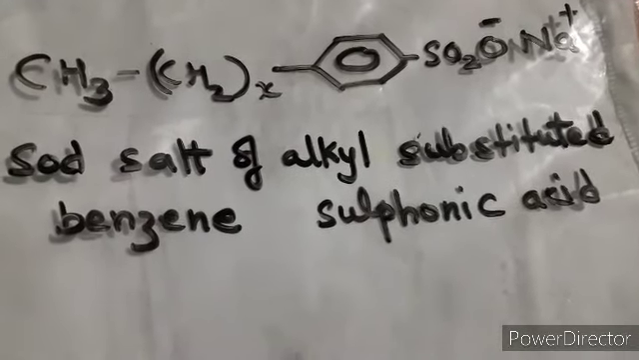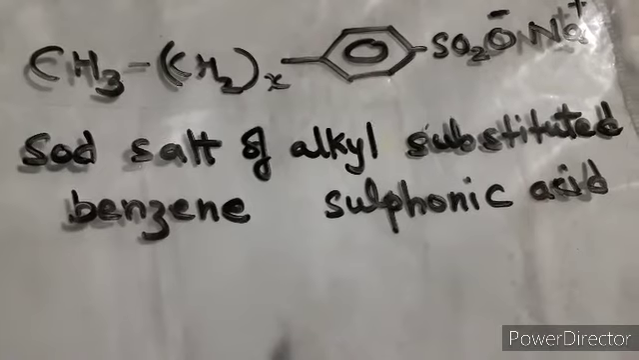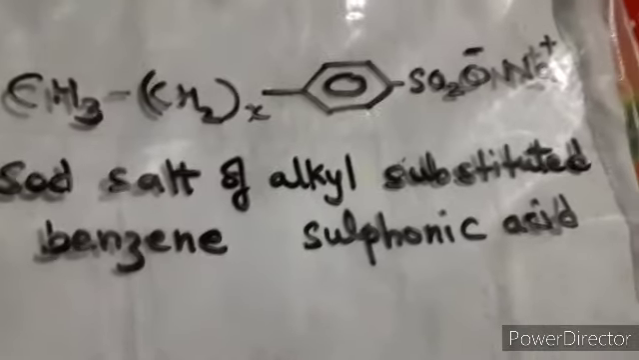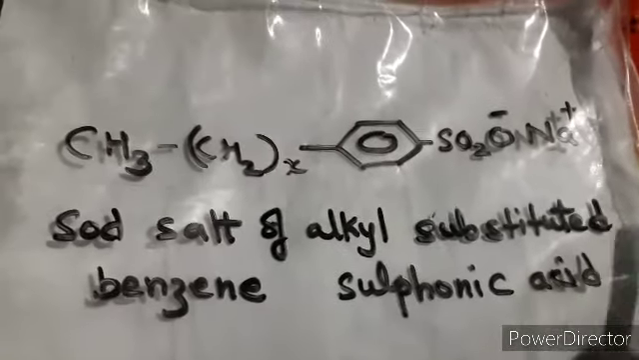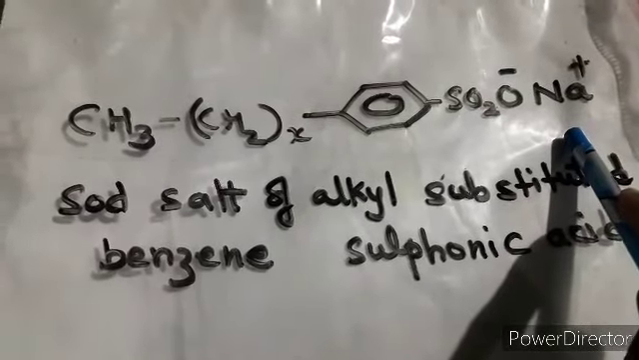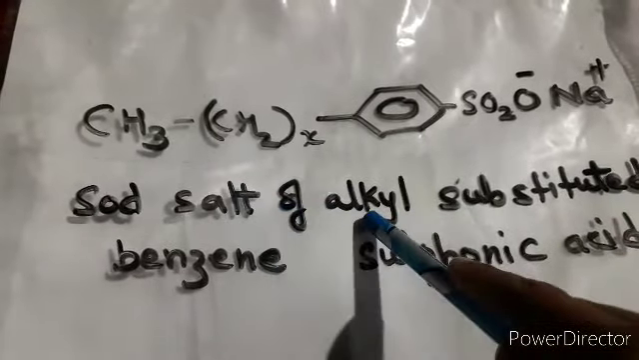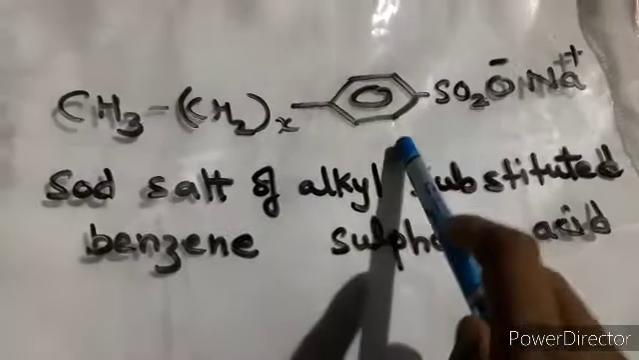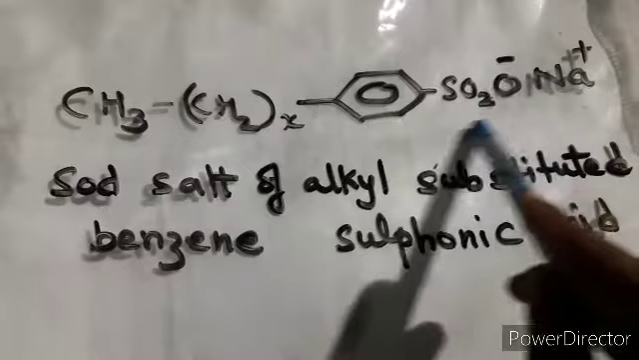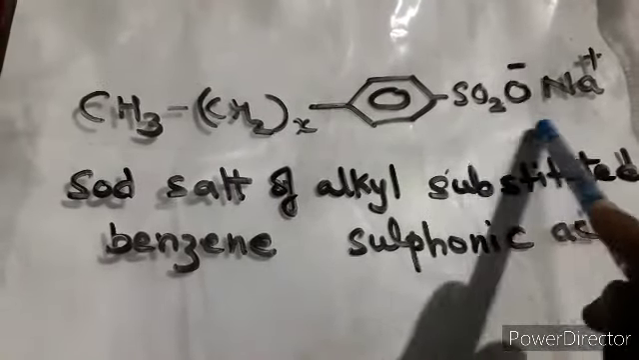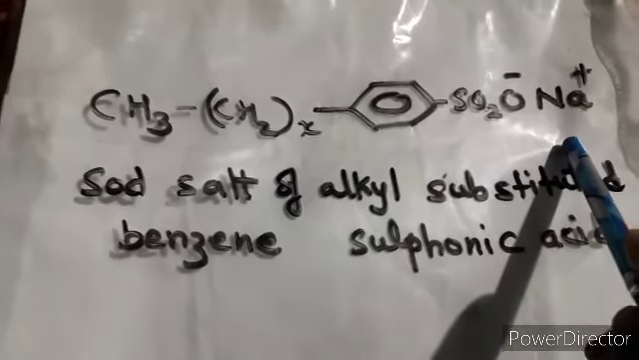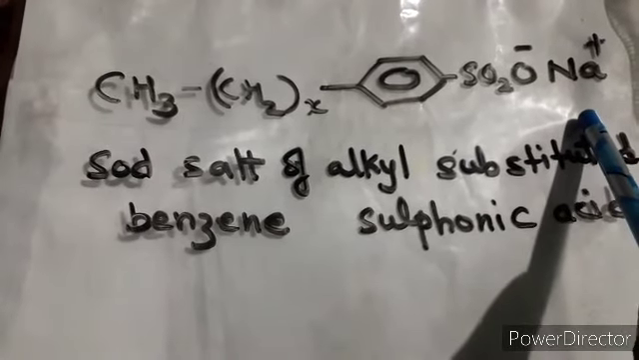We'll see what the structure or formula is for these terms. As we know, synthetic detergents are sodium salts of alkyl substituted benzene sulfonic acid. I have made the structure for it. Now just see, why is it called the sodium salt? Because over here you can see the sodium ion is present, and this part is the sodium salt of alkyl substituted benzene. This is the benzene ring with an alkyl substitution, and this portion indicates the sulfonic acid. So this formula you have to remember, it is one of the commonly used synthetic detergents.